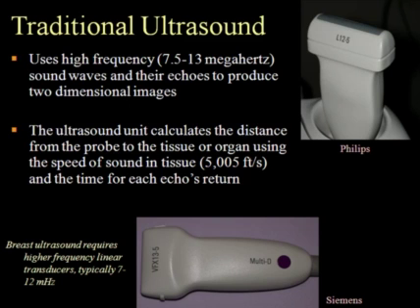Traditionally, and for us in breast imaging specifically, we use high-frequency ultrasound. That's anywhere from 7 to 12 megahertz or 7.5 to 13. It measures the sound waves and their echoes and produces a two-dimensional image. The ultrasound unit will calculate the distance from the probe to the tissue or organ using the speed of sound in the tissue, which is 5,005 feet per second, and then the time for each echo's return. These are the types of ultrasound probes that we use in our facility.